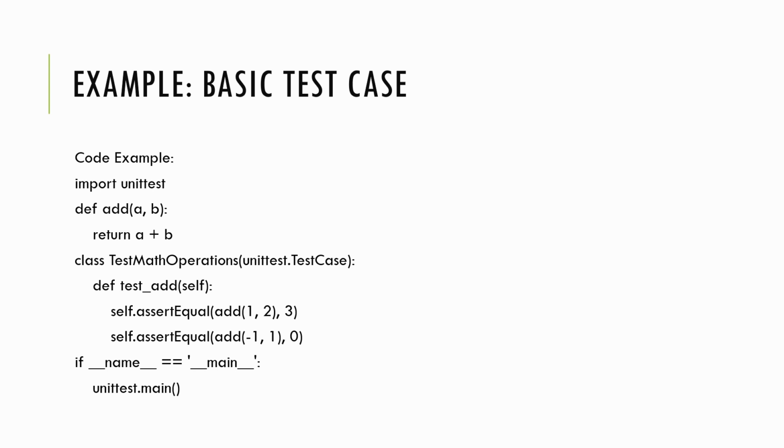Let's look at a simple example. We have a function add(a, b) that returns the sum of two numbers. We write a test case in a class that subclasses unittest.TestCase. The test_add method contains assertions like self.assertEqual(add(1, 2), 3), which checks if the result of add(1, 2) is indeed 3.